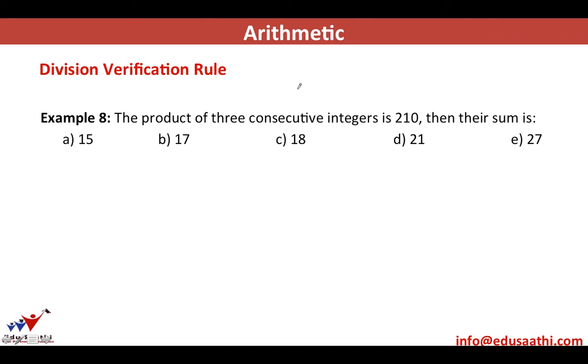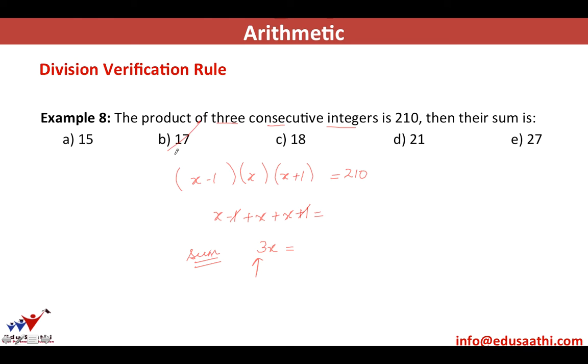Another question. The product of 3 consecutive integers is 210. Then what is their sum? Consecutive means the integers are just one after another. So if one integer is x, another will be x plus 1, and the third I'll write as x minus 1. It is telling me the product of 3 consecutive integers is 210. Then the sum: I'm just summing them up. If I look at this, this is 3x. Whatever value of the sum I get, it will always be a multiple of 3. So I'll look at the answer options and decide.